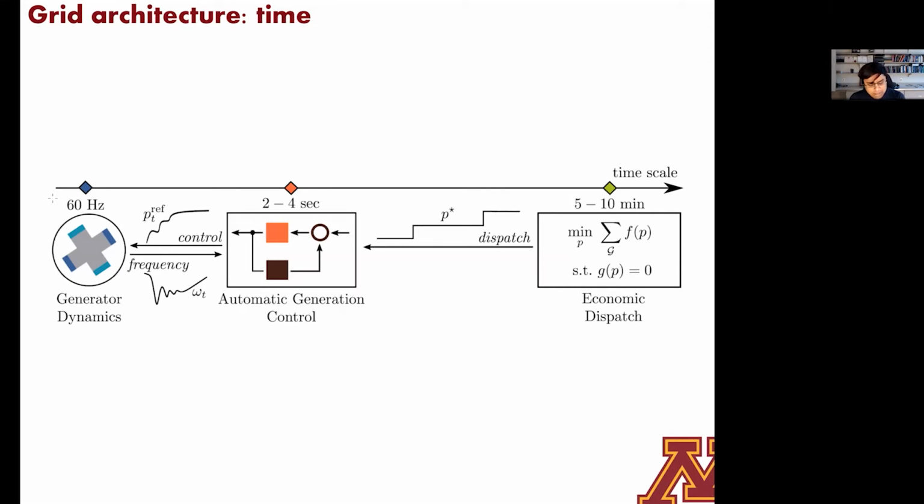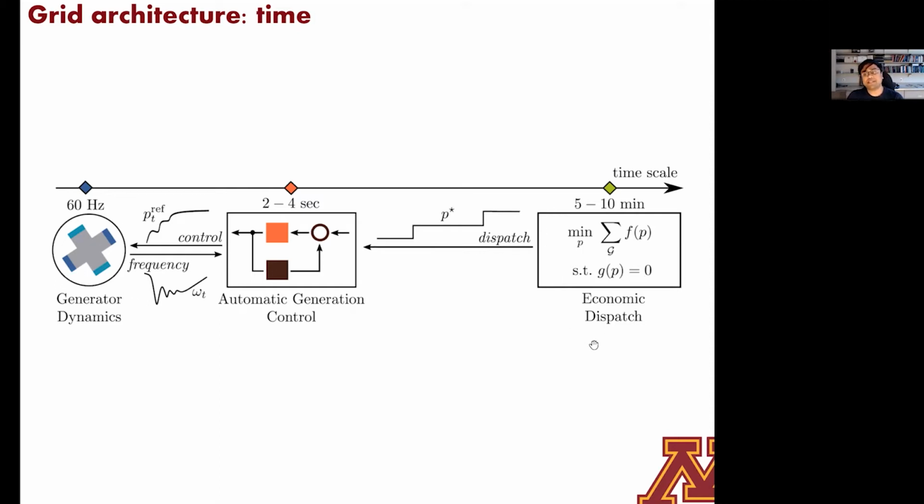but they do need some inputs telling them how much power to produce. And that's coming from two sets of operations. There's a control layer called automatic generation control, and then there's a dispatch layer called economic dispatch. So we'll start from the right here, and then we'll work our way towards the middle. One picture to keep in mind as we discuss these things is to envision the economic dispatch as planning a trip on Google Maps, automatic generation control as the cruise control on your car, and your generator dynamics as you on your vehicle cruising down the highway, right?